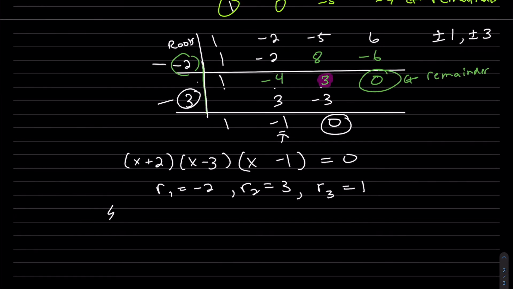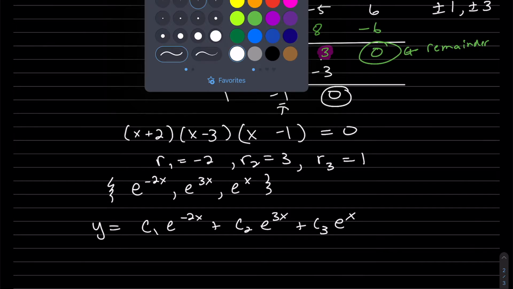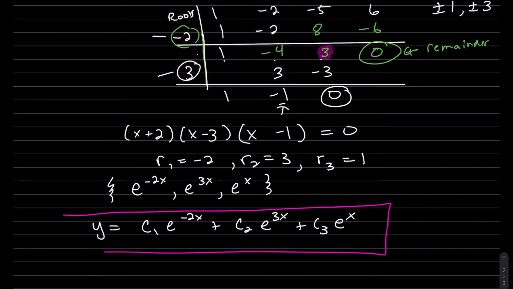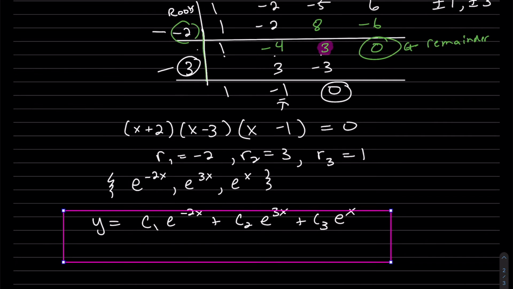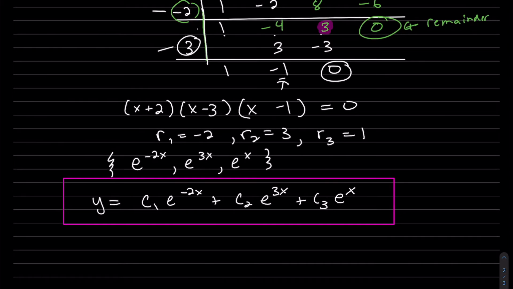So my fundamental set is e to the minus 2x, e to the 3x, and e to the 1x, so just e to the x. And my solution, C1 e to the minus 2x plus C2 e to the 3x, and so on. And again, the order does not matter. They're all independent because they're all different roots, which we proved before. Okay, that one wasn't too bad. Let's do another one.